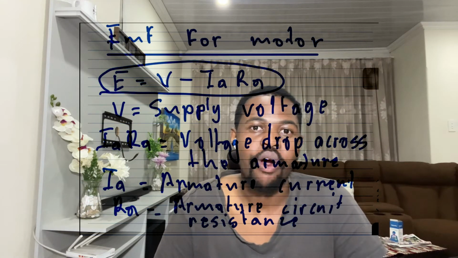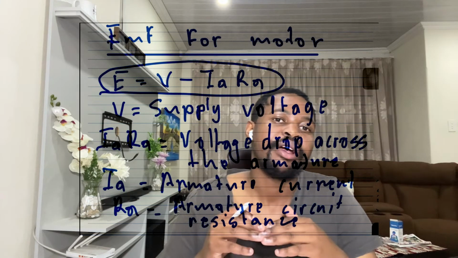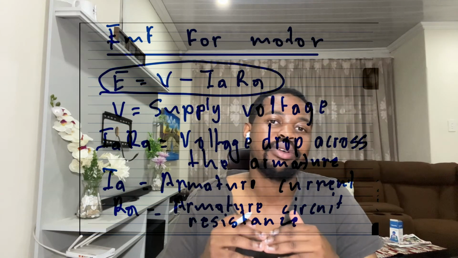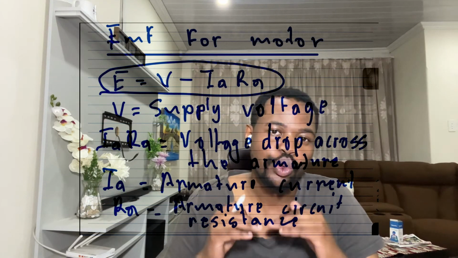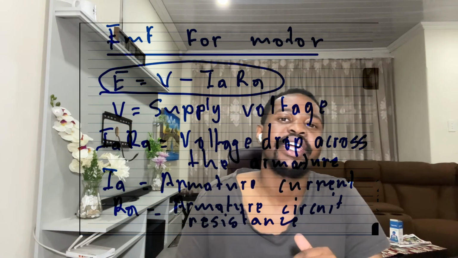Now I want us to look at two types of DC generators, because these are the ones that we do calculations on, and these two types are the series and the shunt. I want us to analyze the current flow and the voltage drop and stuff because it is critically important.